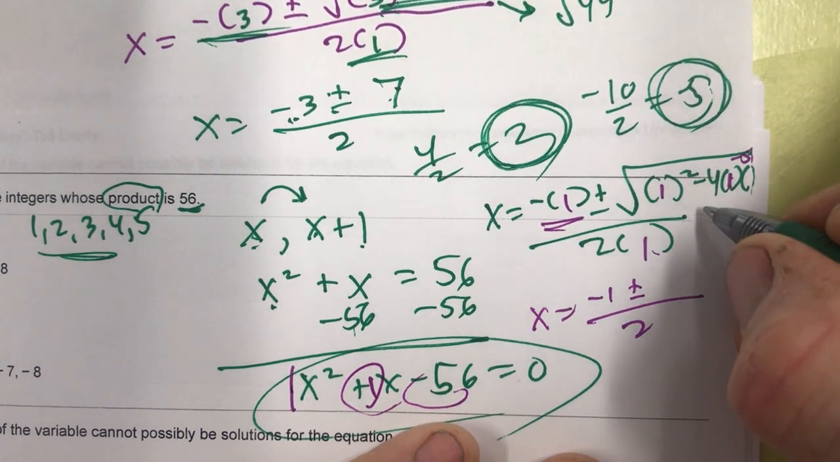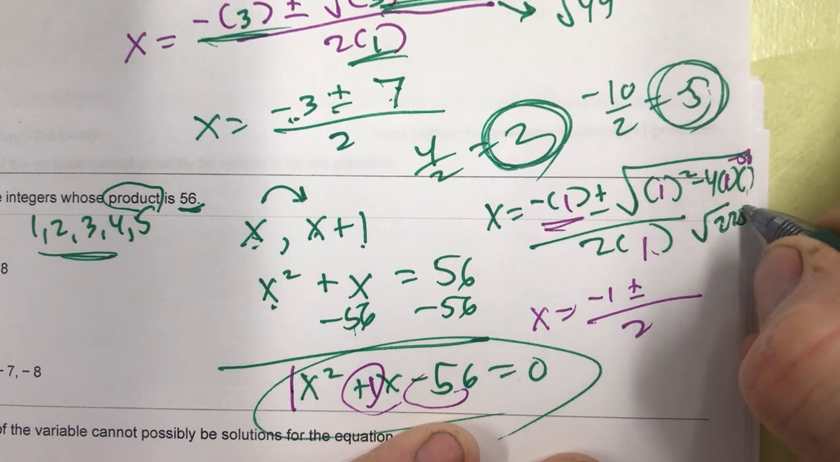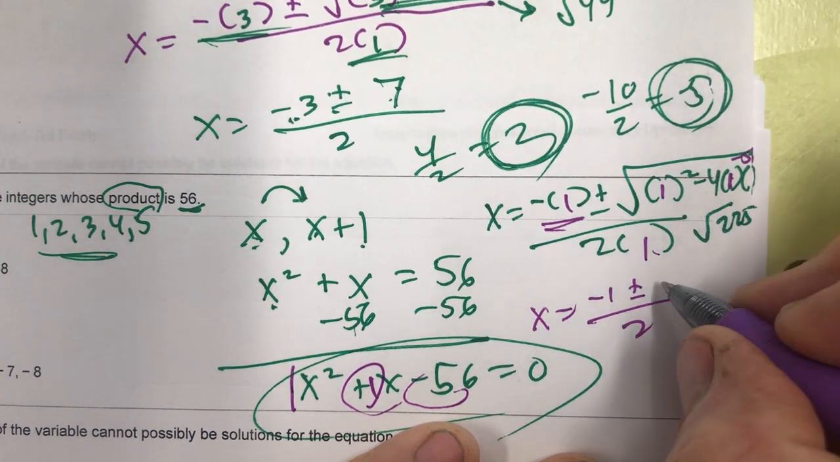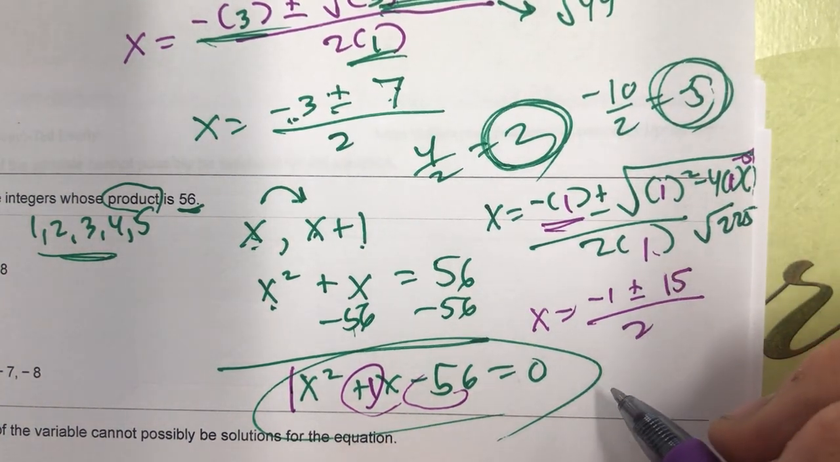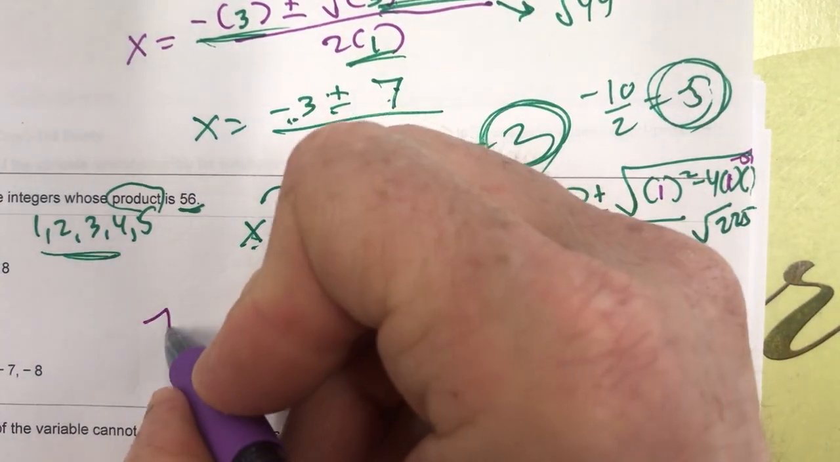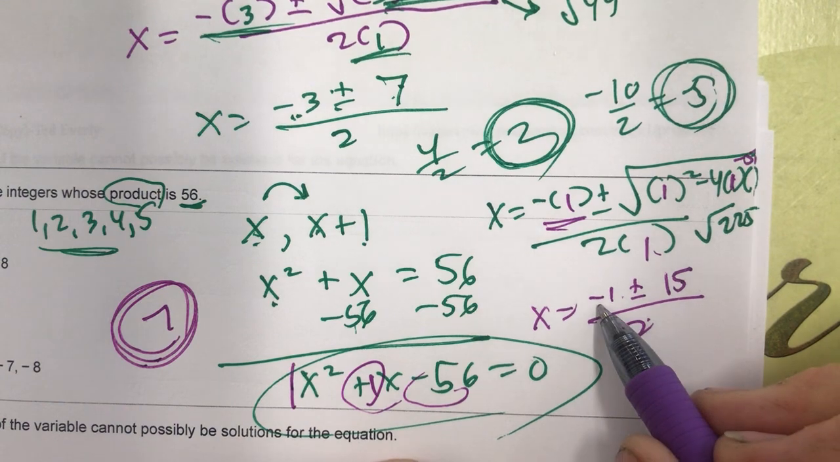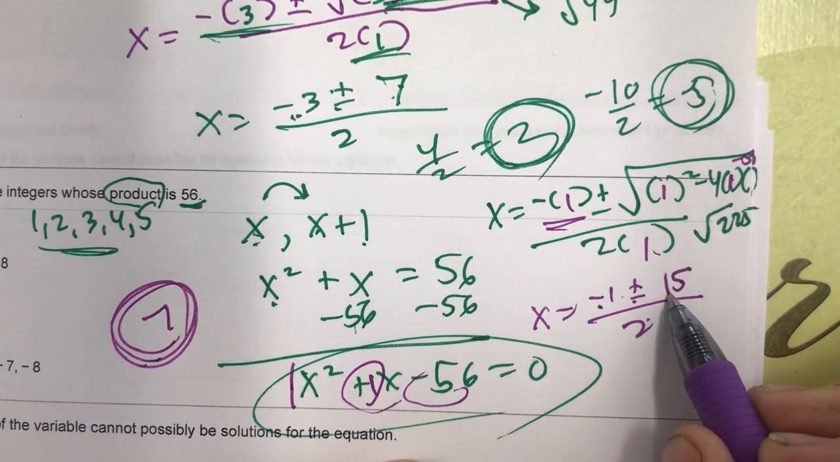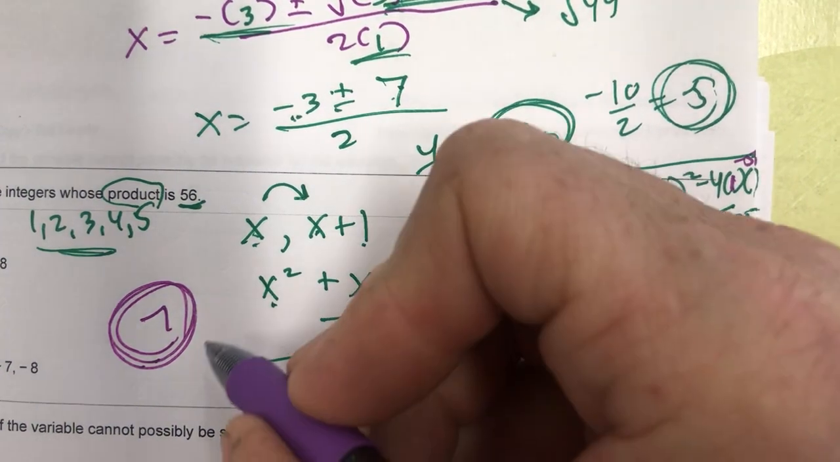225. And the square root of 225 is 15, so this is a 15. All right, so -1 plus 15 is 14, divided by 2 is 7. There's one answer. -1 minus 15 is -16, divided by 2 is -8.